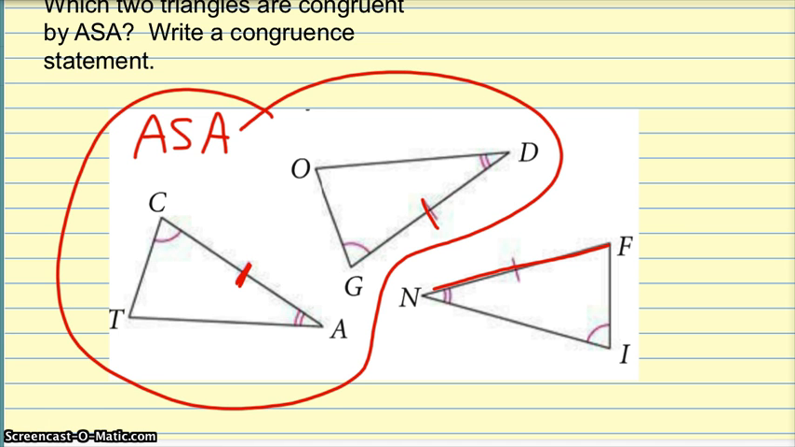A congruence statement, triangle, and you can write these in different orders as long as whatever order you choose for the first is the same as the second. I chose C, T, A, so mine's going to have to be G, O, D.